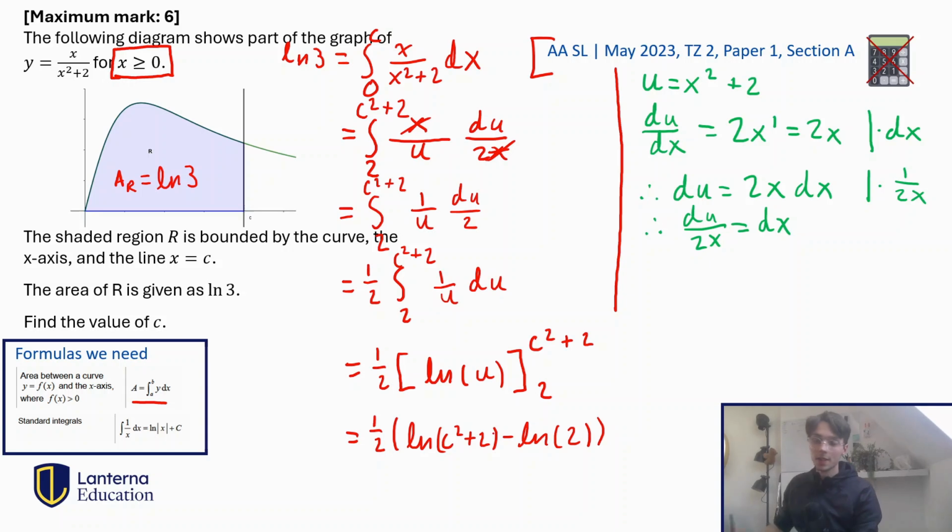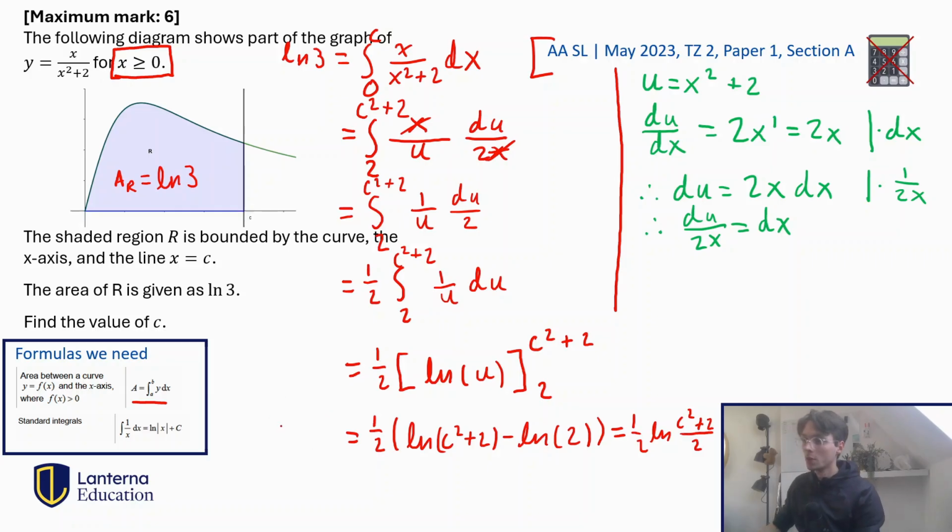Okay, can we simplify this? Yeah, I hope you know your log laws. If not, they are also in your data booklet somewhere in, I think, section 1. So we can simplify this to 1/2 ln, it's going to get a little bit cramped, (c squared plus 2) divided by 2, like so.